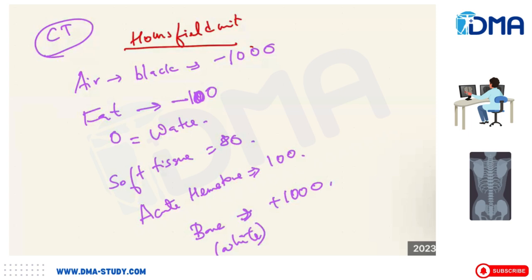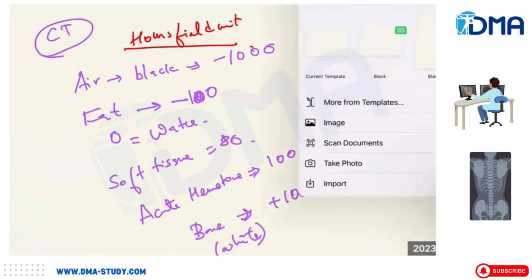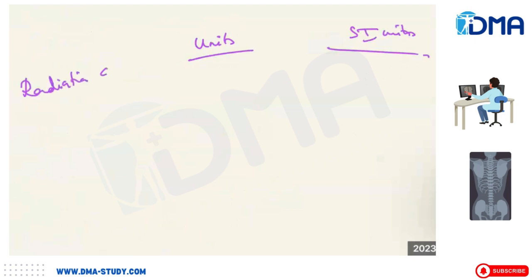Okay. Next, coming to a few important theory questions. First you have to know about the units and the SI units. What is the unit of radiation exposure? It is Roentgen. Whereas the standard SI unit will be coulombs per kg.